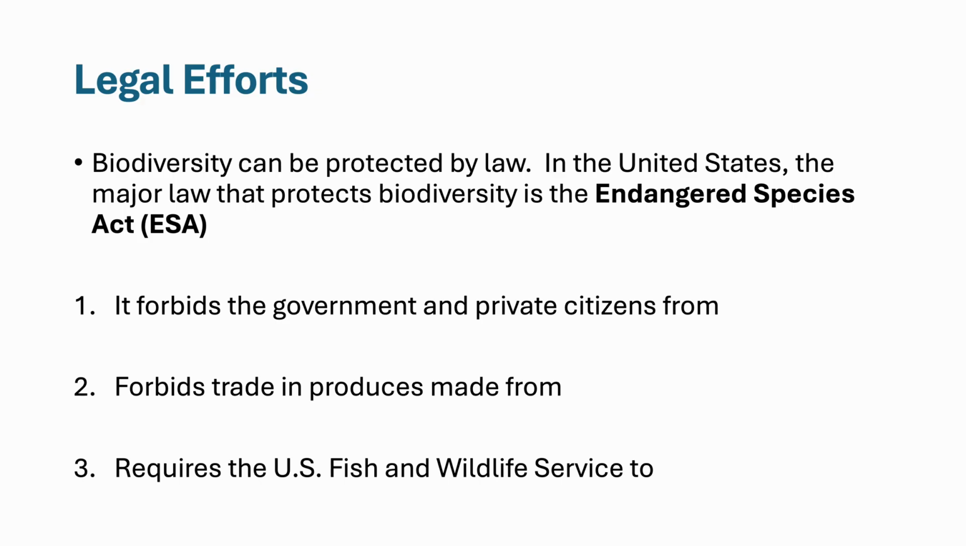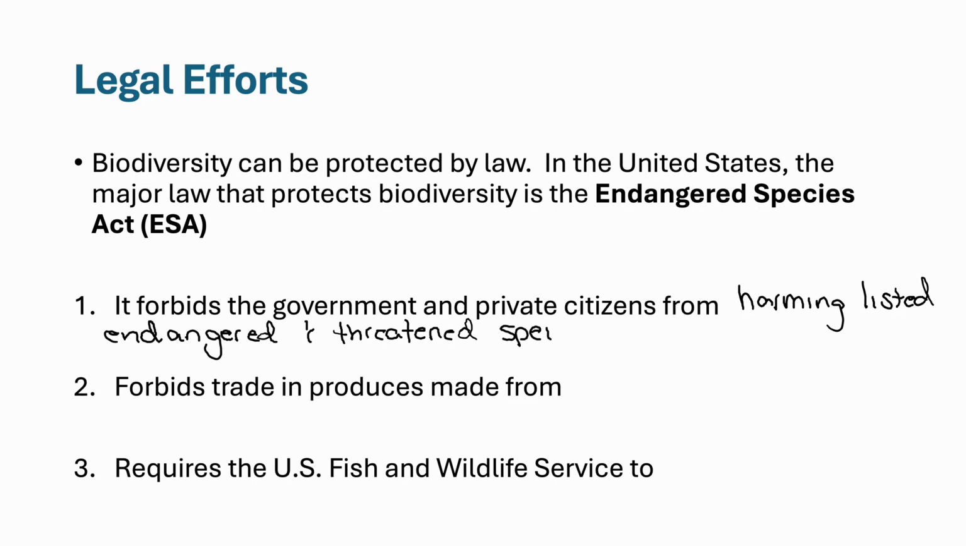So biodiversity can be protected by law. In the United States, the major law that protects biodiversity is the Endangered Species Act, or the ESA. It forbids governments and private citizens from harming listed endangered and threatened species. So if they are on the list, they are forbidden from being damaged in any way. We also are not able to harm their habitat. So if an endangered species lives in a particular area, we just can't come in and put houses or something like that.